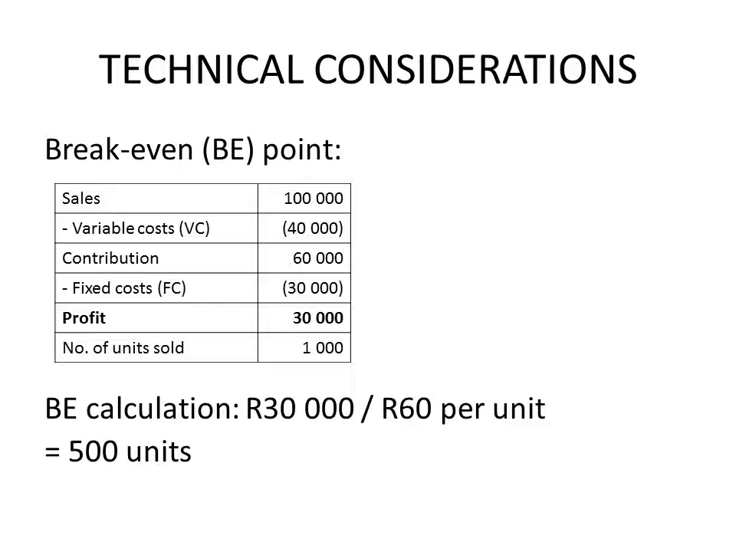So how many units do we need to sell at the current contribution in order to have a contribution of 30,000 Rand? That's easy. 30,000 Rand divided by contribution per unit, which is 60 Rand per unit, equals 500 units. So that'll give us sales of 50,000, variable cost of 20,000, which will give us a contribution of 30,000, less our fixed costs, so profit is zero.